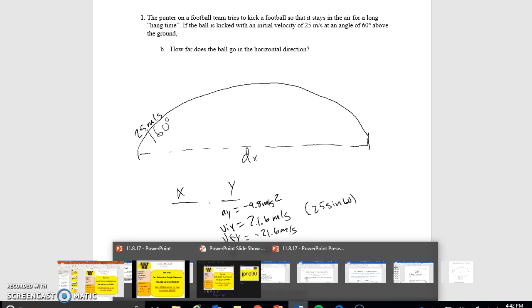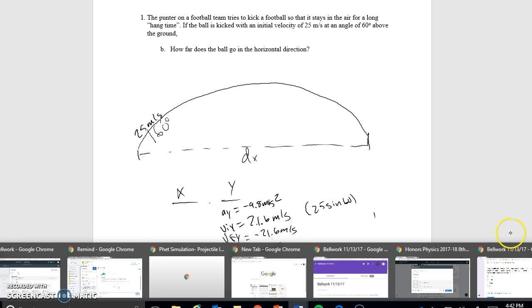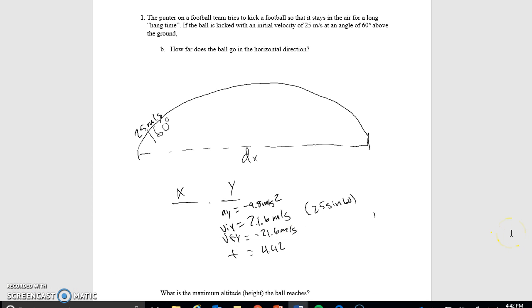If you're not sure how we found time, I'm going to redirect you to that specific video regarding time. And then the last thing is distance, or the displacement in the y, I should say, is 0 meters.